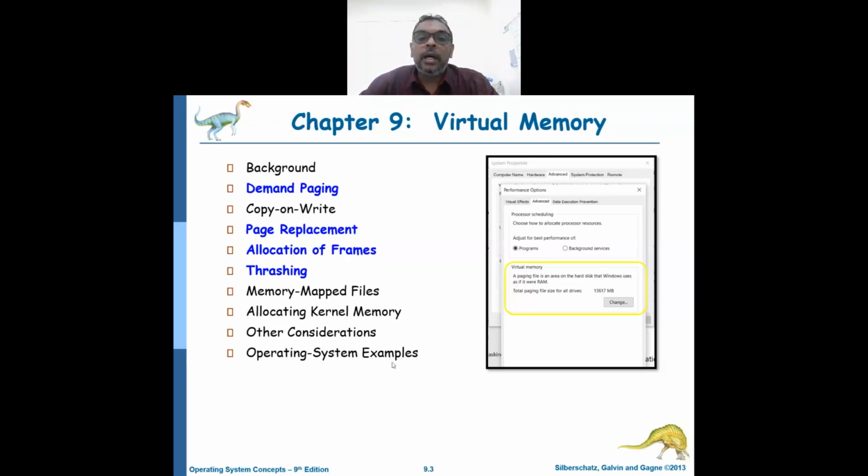So how do we do it in Windows, for example? If you go into your system properties and click on advanced, you can see virtual memory here, and you can change the size of it. It also gives you a description of what virtual memory is. It's a paging file, an area on the hard disk that Windows uses as if it were RAM. It explains clearly. So it takes a portion, in this case 13671 megabytes of the hard disk, and converts that into RAM.